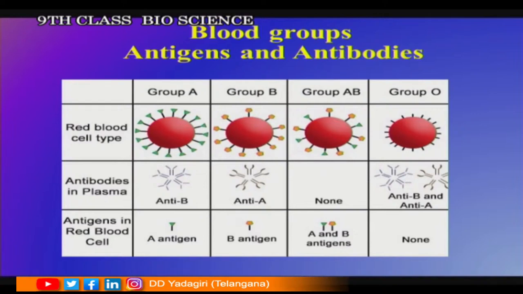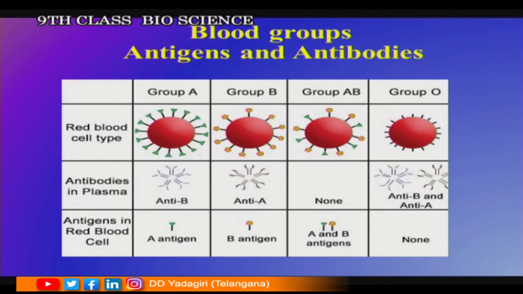If you observe this picture, children, as I discussed, there are 4 types of blood groups: blood group A, blood group B, blood group AB and blood group O. Why did they classify it into 4 types? On what criteria? The criteria is the type of the antigen present on the red blood cell. Observe group A. Blood group A has A antigen and blood group B has B antigen.